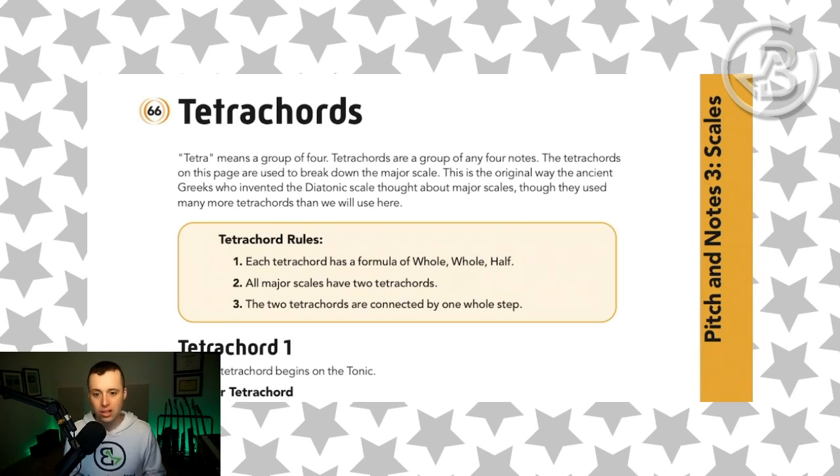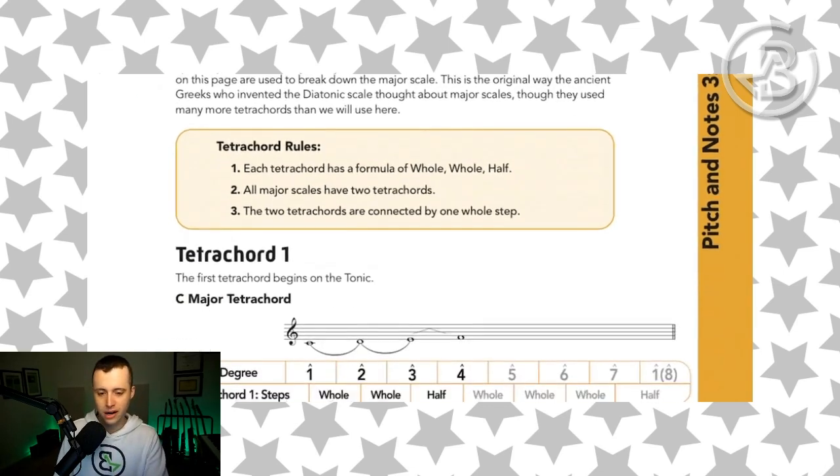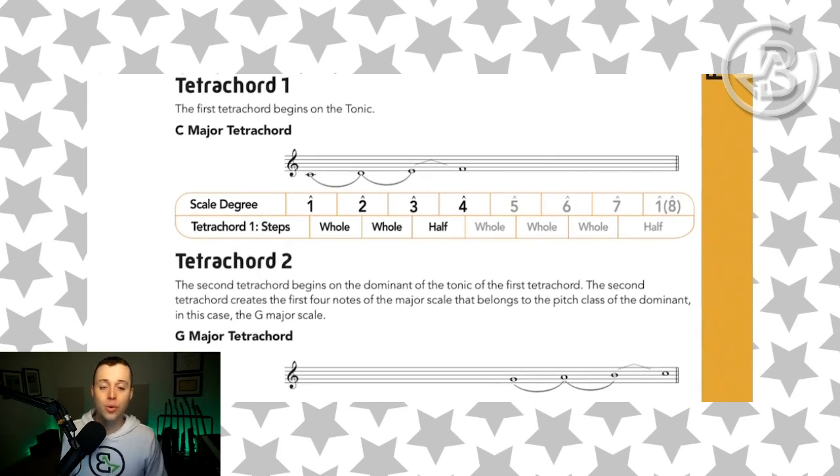Now the tetrachords on this page are used to break down the major scale, and thinking about scales in terms of groups of 4 is actually how the ancient Greeks, who pretty much invented these scales, thought about the major scales. Little piece of history there, you don't need to remember that, but it's a fun fact. They used more tetrachords than what we're looking at here, and understanding tetrachords is going to be very important when we start looking at more advanced minor scales, like the harmonic minor scale, not to scare you with big words, but just so you know that tetrachords are going to be useful in the future, not just in the present moment.